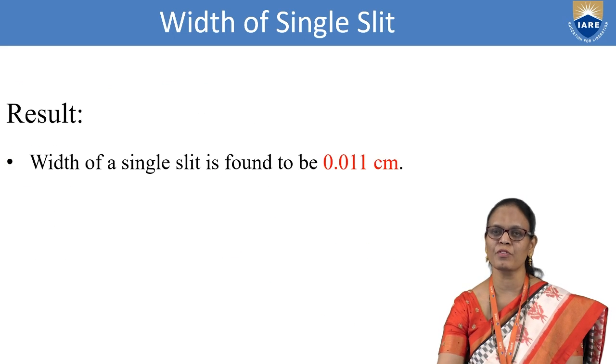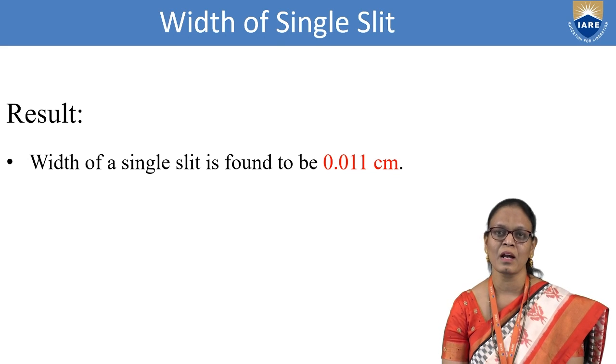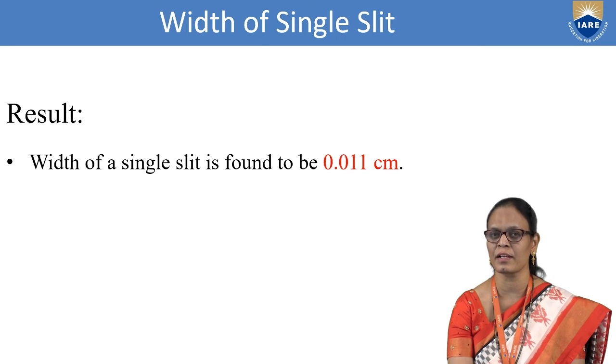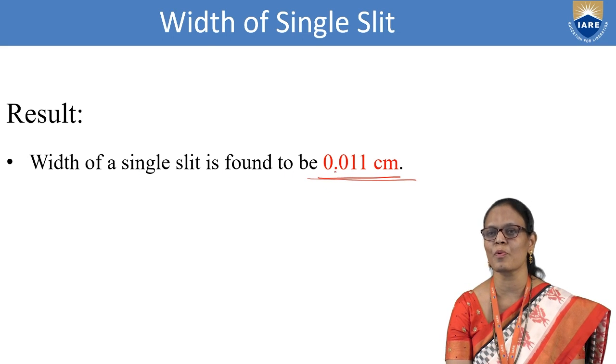Now we repeat it for different distances, capital D as 150 or 120, take the average of all the readings, and write the average value as the result. So the width of the slit is found to be 0.011 centimeter.